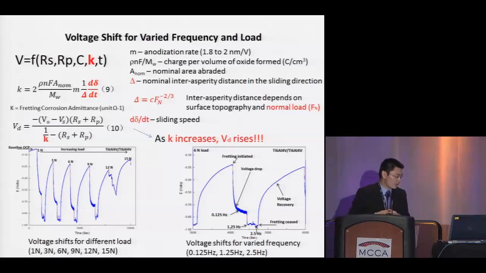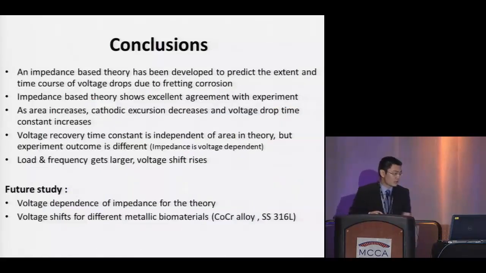So let's look at our experimental data. On the left-hand side graph, we can see that within a certain range of load, if we increase our fretting load, the voltage drop during fretting increases as theory predicts. From the right-hand side graph, we can see that if we increase our fretting frequency, the voltage drop during fretting corrosion increases.